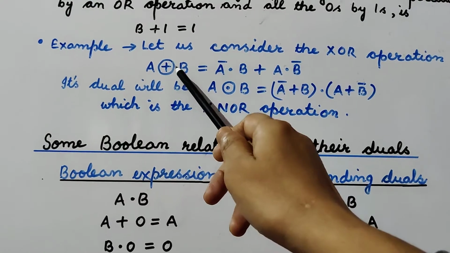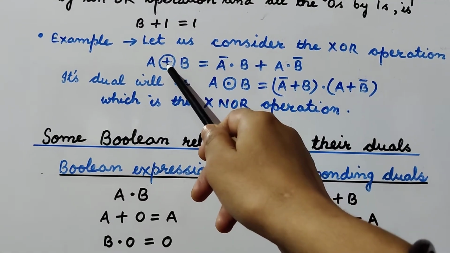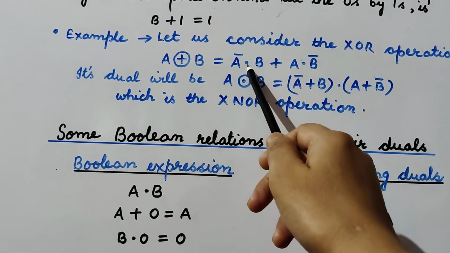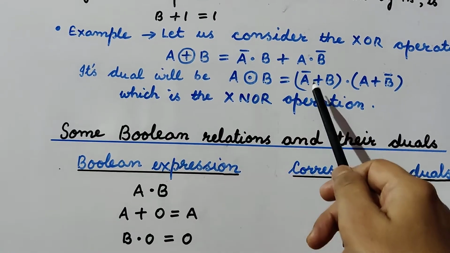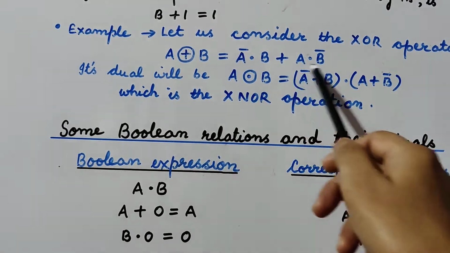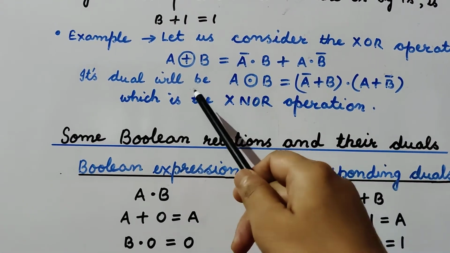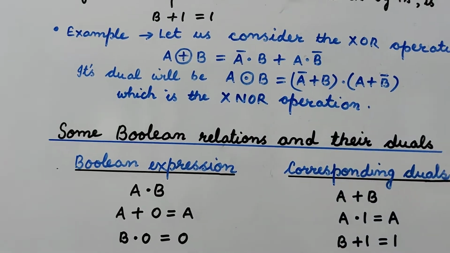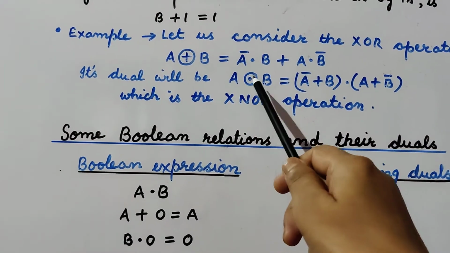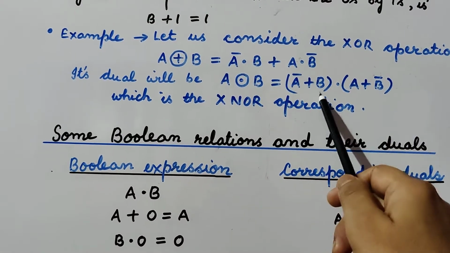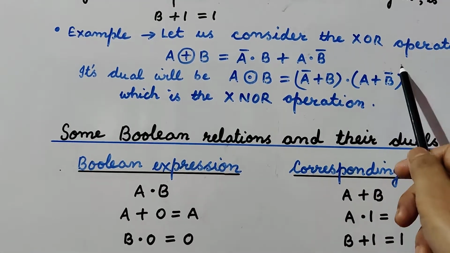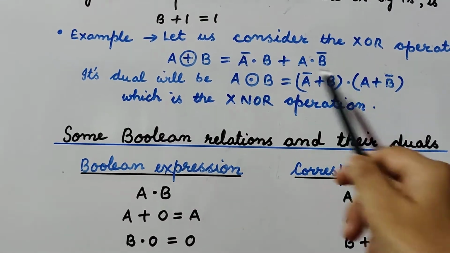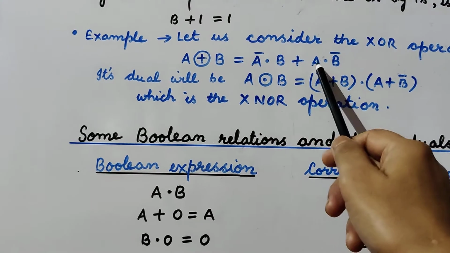So we will just replace this OR operation with an AND operation. And similarly this AND is replaced by OR. Similarly this OR is replaced by AND. So the new relation which is obtained by interchanging the AND and the OR operations is A XNOR B is equal to A complement plus B into A plus B complement, and this is the XNOR operation. So this expression is the dual of this expression.